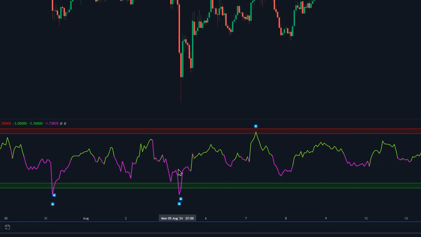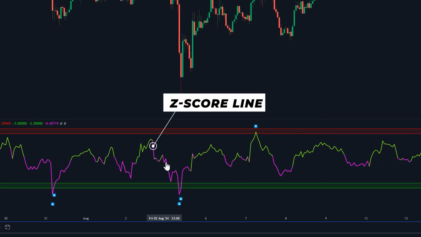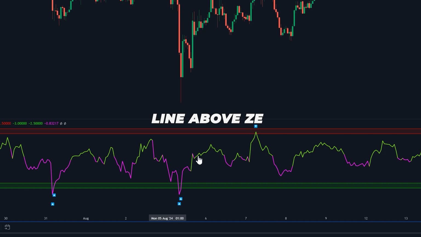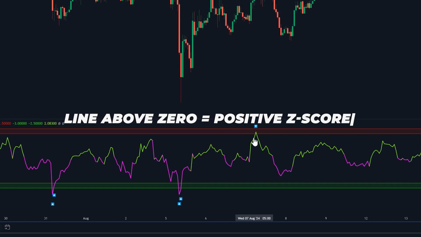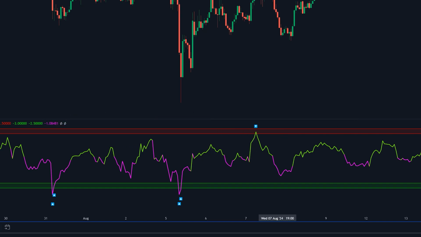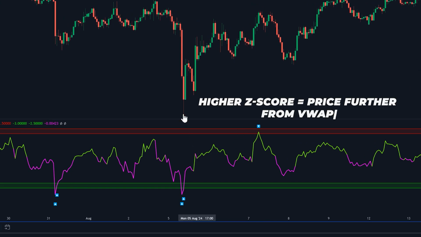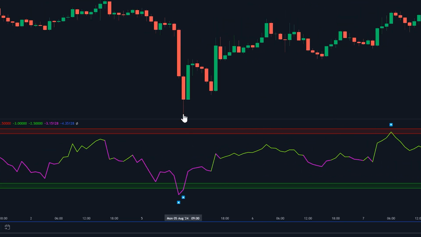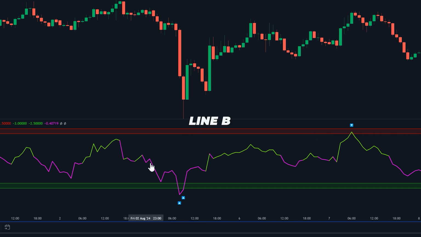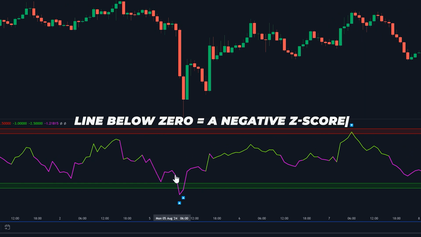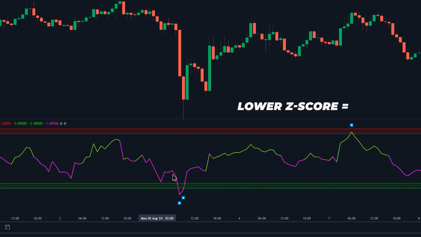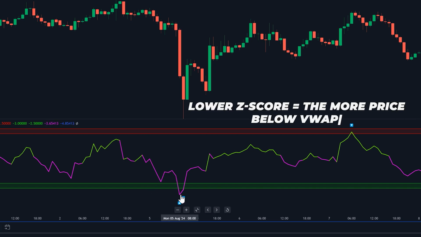First, there is the Z-Score line, which oscillates above and below zero. When the line is above zero, it reflects a positive Z-Score, indicating that the current price is above the VWAP. The higher the Z-Score, the further the price is from the VWAP in terms of standard deviations. Conversely, when the line is below zero, it represents a negative Z-Score, showing that the current price is below the VWAP. The lower the Z-Score, the more the price is below the VWAP.